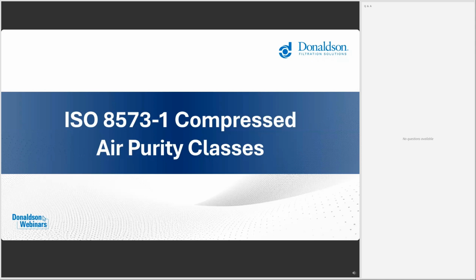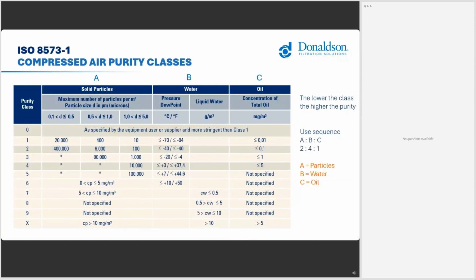And if you are talking about purification, then there is one important standard existing in the compressed air world, and this is the ISO 8573-1, which is defining the compressed air purity classes. This table here gives the overview about the purity classes, and on the left you see the purity class numbers. That means the lower the number, the higher the purity. And this standard is focusing on three main contaminants. It focuses on solid particles, on water, and on oil.